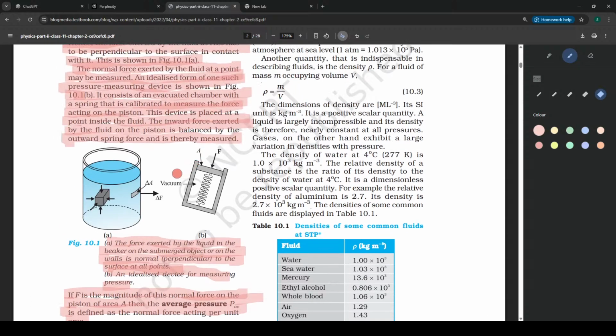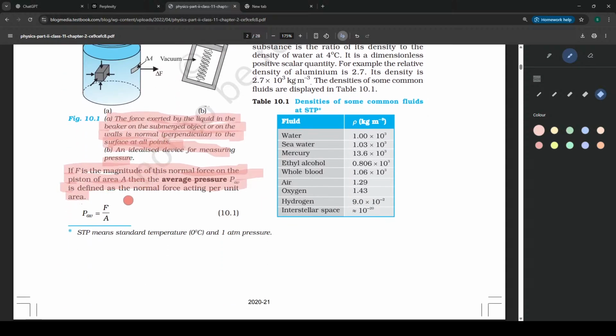The area of this piston is denoted by A. Then the average pressure, P_av, is defined as the normal force acting per unit area. Force acting per unit area is defined as pressure. There is an extra information given: STP means standard temperature and pressure, 0 degrees and 1 atm pressure.